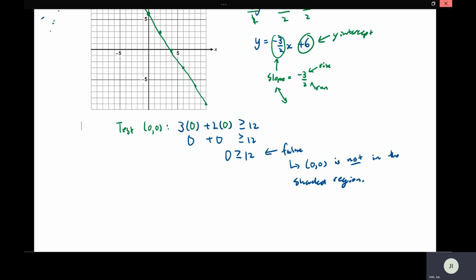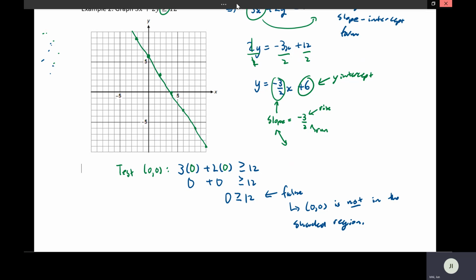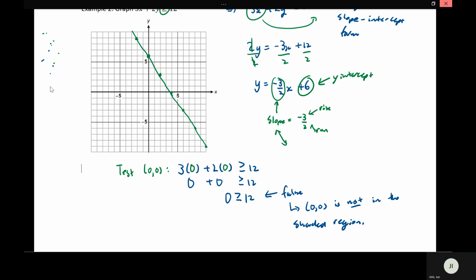All right, so since (0, 0) is not in the shaded region, so this point here is not in the shaded region, that means that we have to shade in the other side. Okay, so that means that the true region would be the region not containing (0, 0). So that's this side over here. So we would shade in this side over here.